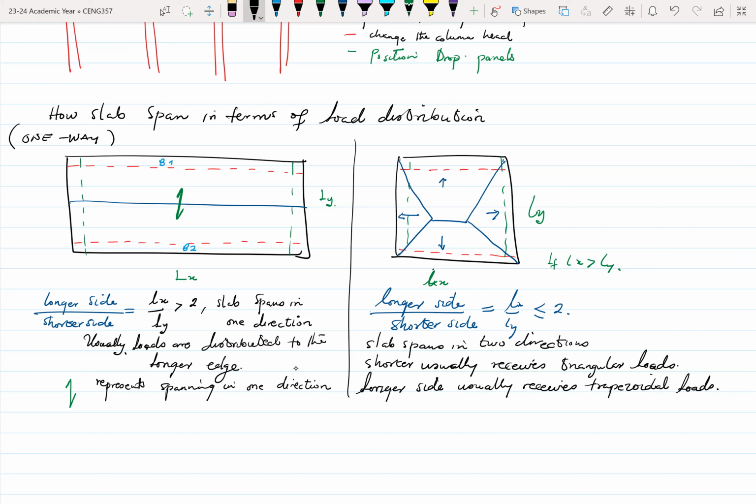Yeah. So this is a symbol for two-way, or two direction spanning. So you pick some books and they have this diagram right here. So take note of that. And this is important to what we do over here.